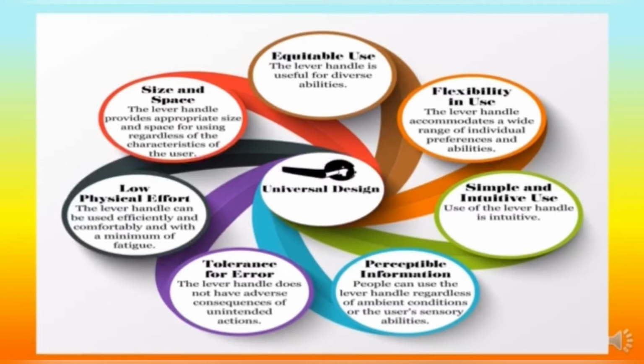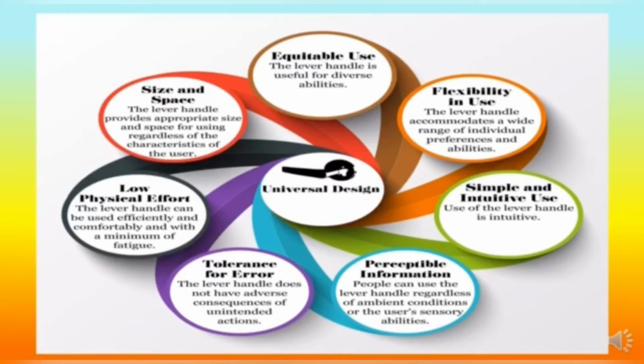Let's learn about the principles of universal design. There are seven principles of universal design. The first is equitable use: the lever handle is useful for diverse abilities. The second principle is flexibility in use: the lever handle accommodates a wide range of individual preferences and abilities.